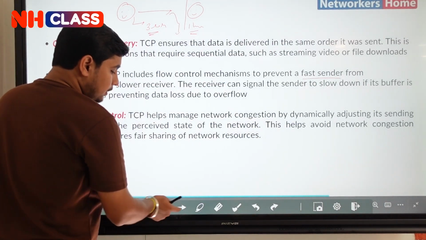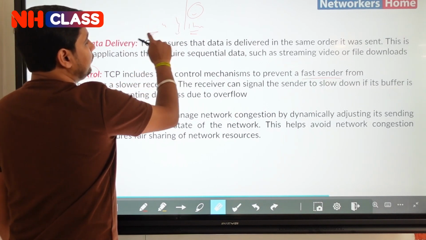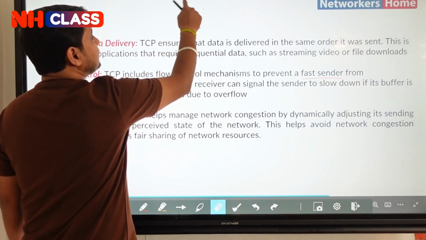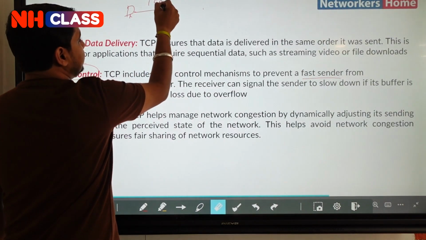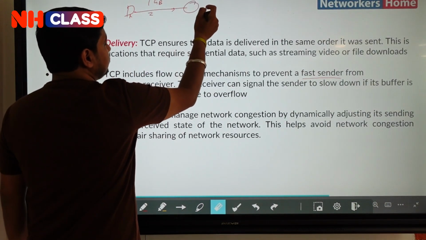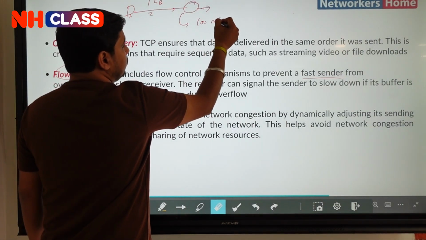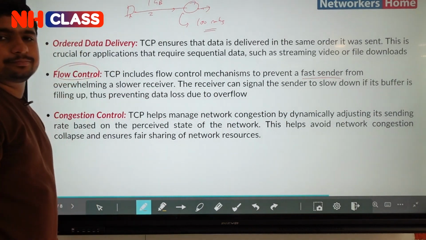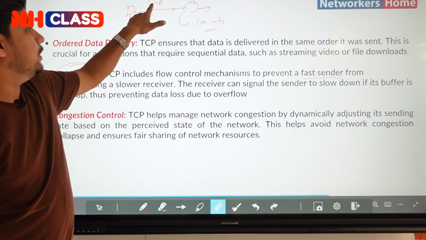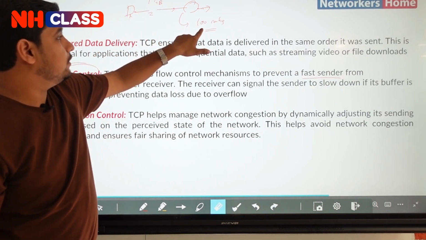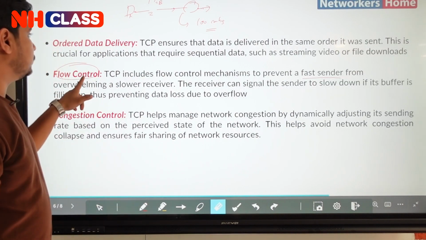Same in terms of the network: if you have 2 devices and one device is sending data at 1 Gbps speed, but the other device is processing the same data at the speed of 100 Mbps only. This device is receiving the data at 1 Gbps, but it is processing at only 100 Mbps. So this concept is known as flow control.